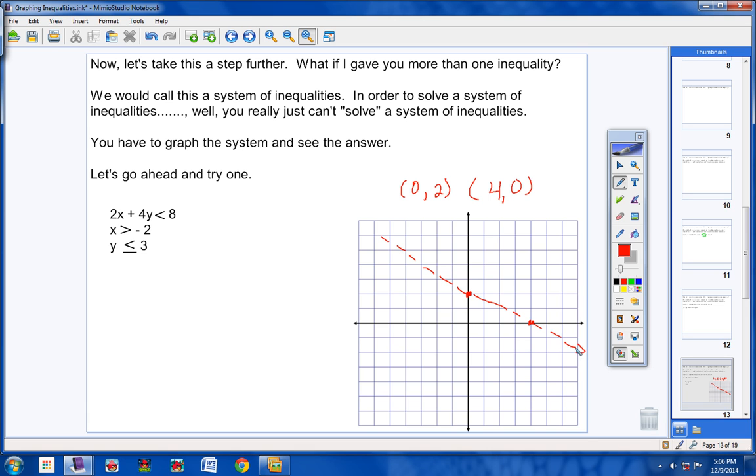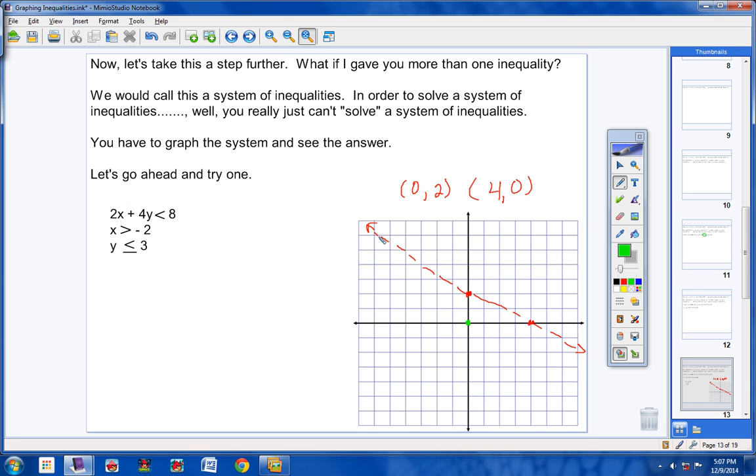Not the best dotted line in the world, but you get the point, okay? Now, remember, we gotta test a point. 0, 0 is my favorite point to test. So where the x is, I'm gonna put a 0. Where the y is, I'm gonna put a 0. 2 times 0 is 0. 4 times 0 is 0. 0 plus 0 is 0. So 0 is less than 8. Is that a true statement? Yes, it is. So 0, 0 did work.